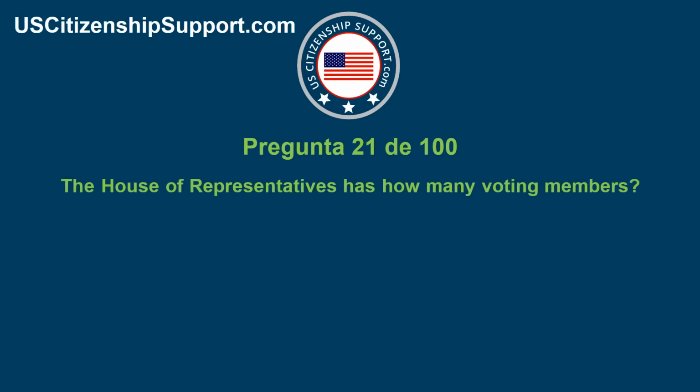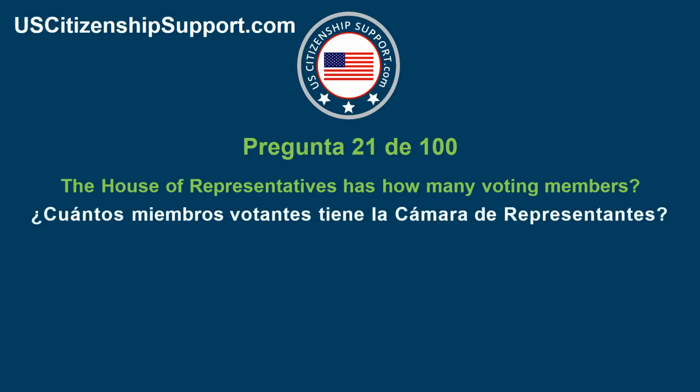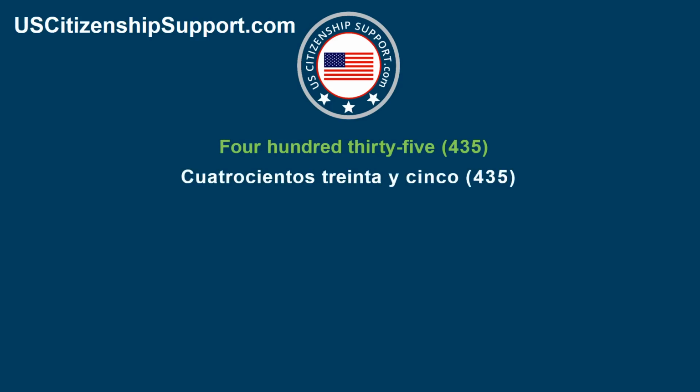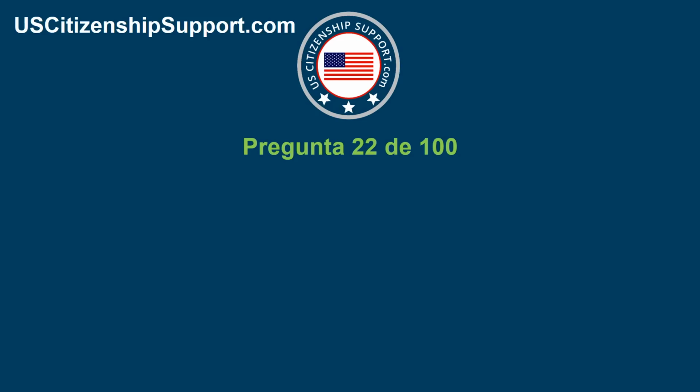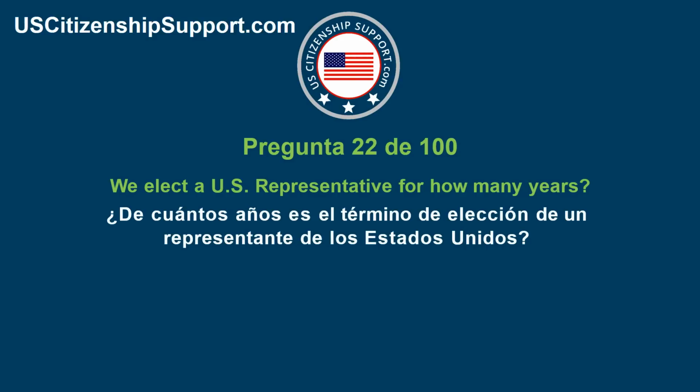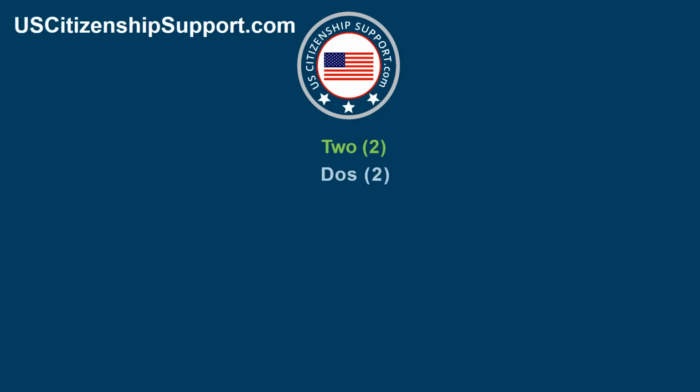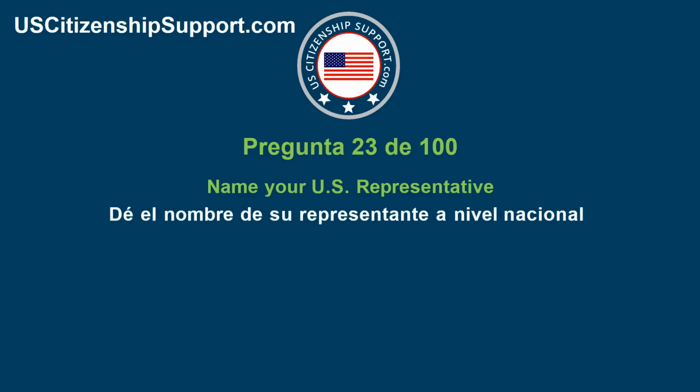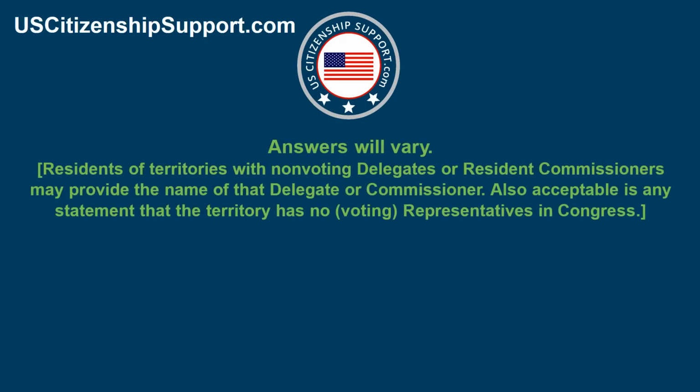The House of Representatives has how many voting members? 435. We elect a U.S. representative for how many years? 2. Name your U.S. representative. Answers will vary. Residents of territories with non-voting delegates or resident commissioners may provide the name of the delegate or commissioner. Also acceptable is any statement that the territory has no voting representatives in Congress.